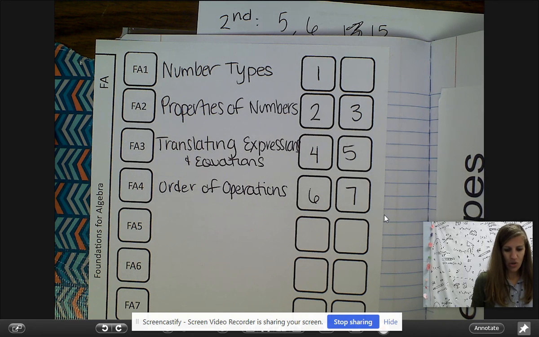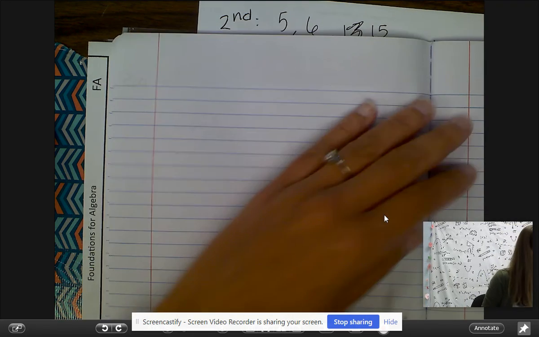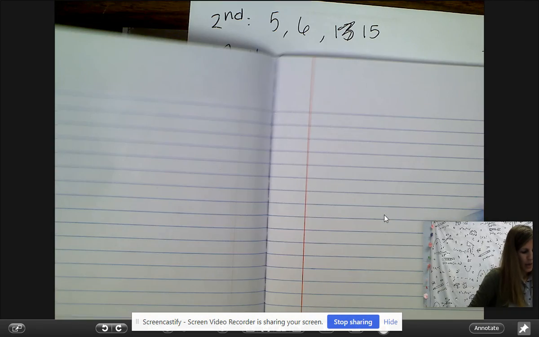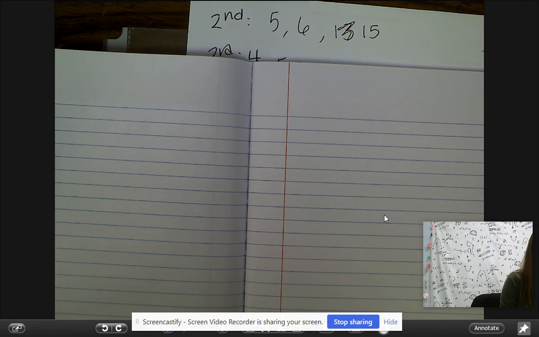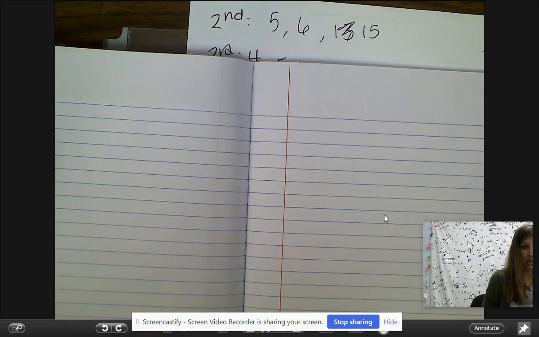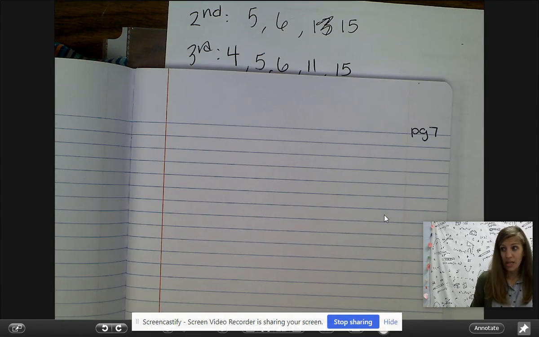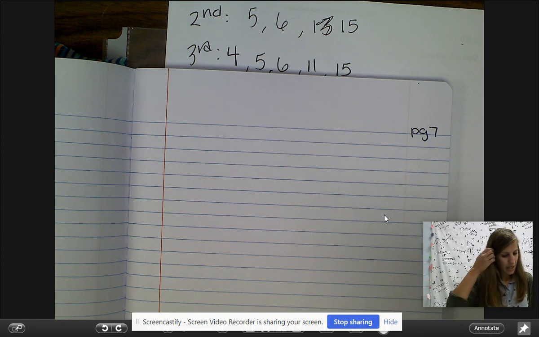Then we want to open up to page 6 and 7. Label those. I hope you guys are doing this notebook with me. This just helps me stay so organized. I am not an organized person. You guys have seen my desk. This just helps me stay super duper organized.